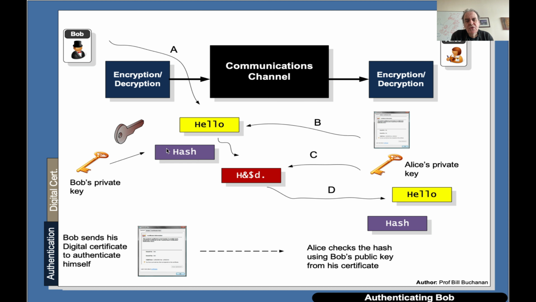What we can also do is take a hash of the message, and we can take Bob's private key and sign the hash, send it over, and then Bob will send through his public key on a certificate, and then Alice is able to check the signature against the hash of the message with his public key.